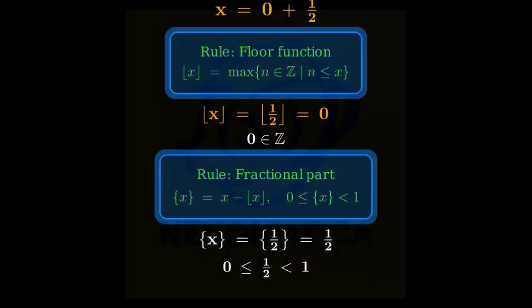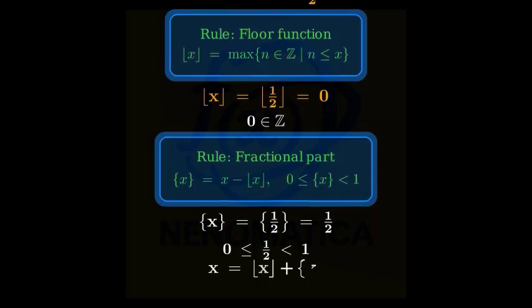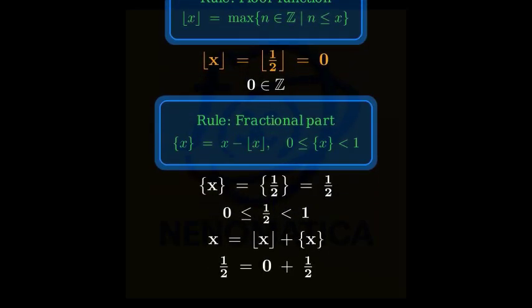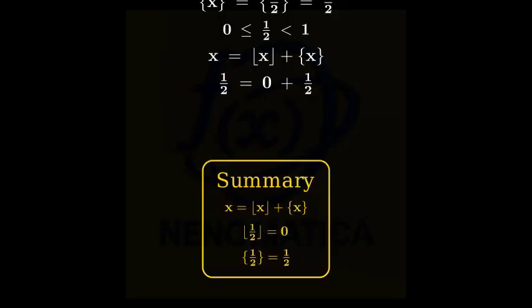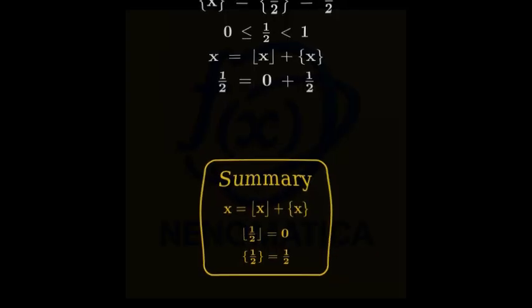Step 4. Verify the identity with our values. Replace floor x by 0 and the fractional part by 1/2. We used the decomposition identity x equals floor x plus fractional part. The floor of 1/2 is 0. The fractional part of 1/2 is 1/2. Together they reconstruct x exactly.